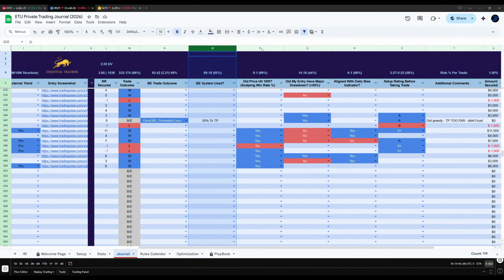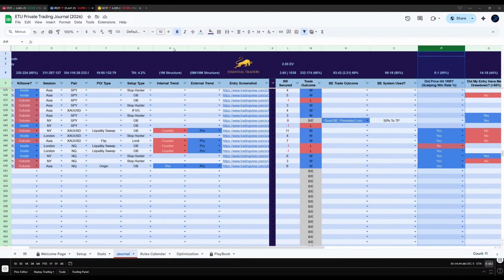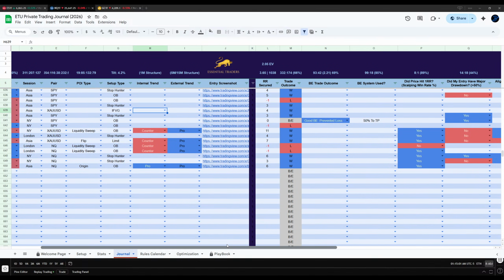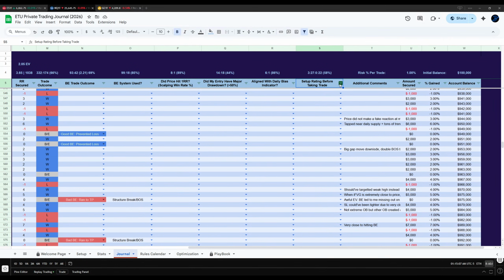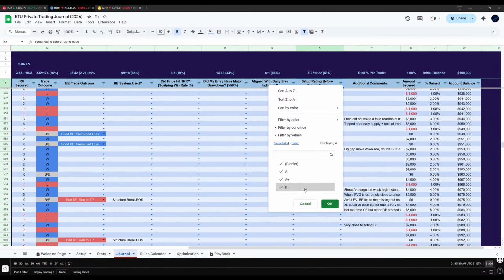This is guaranteed for sure. These are for sure keeping. This is no brainer keeping. Pair type for sure keeping. Setup type you have to. Pair session you also have to. To make journaling quicker here, honestly, you could get rid of setup rating. You're definitely keeping this. This is very important to me.